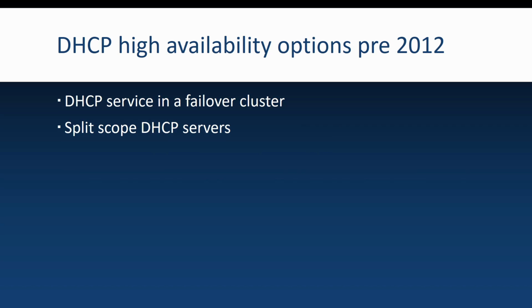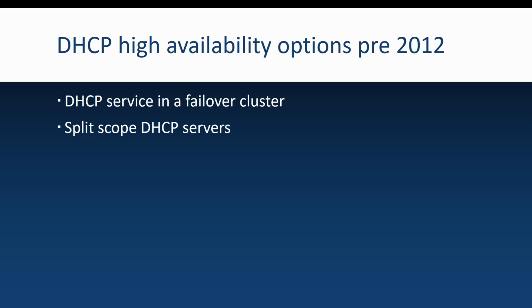Before we go on to talk more in depth about failover, let's discuss the previous ways that you could obtain continuous availability for your service. The first would be to create a failover cluster in which you will include the DHCP service. But of course this means that you have to have a shared storage, and there's also the networking complexity. It's not very feasible. The second way in which you could obtain continuous availability was with split scope DHCP.